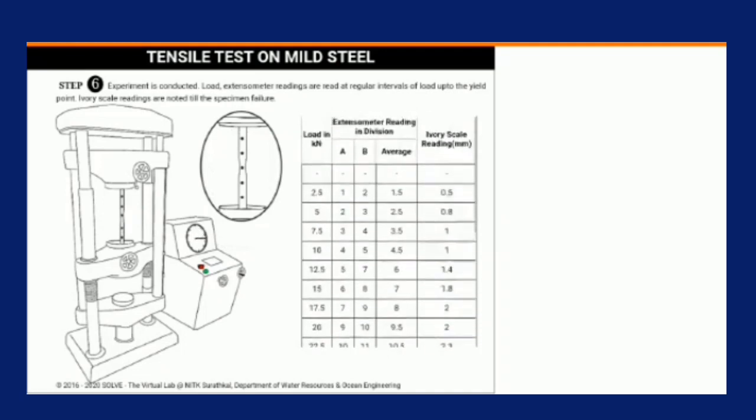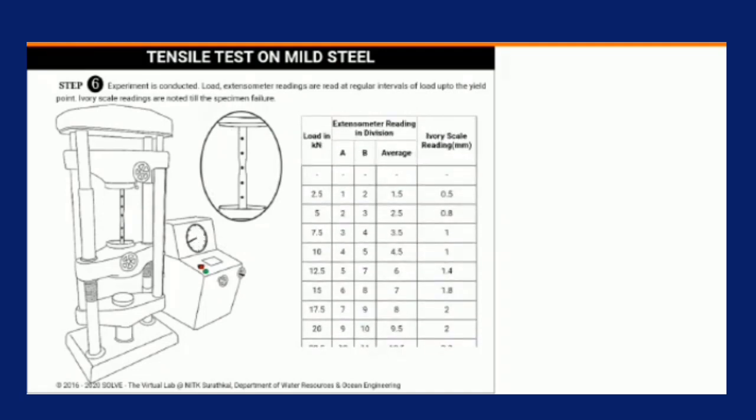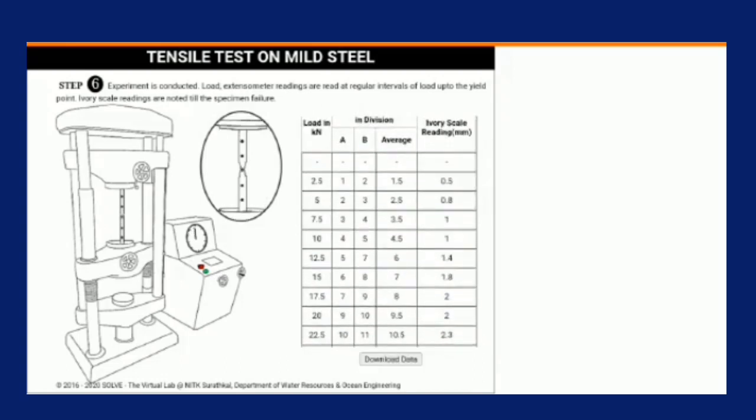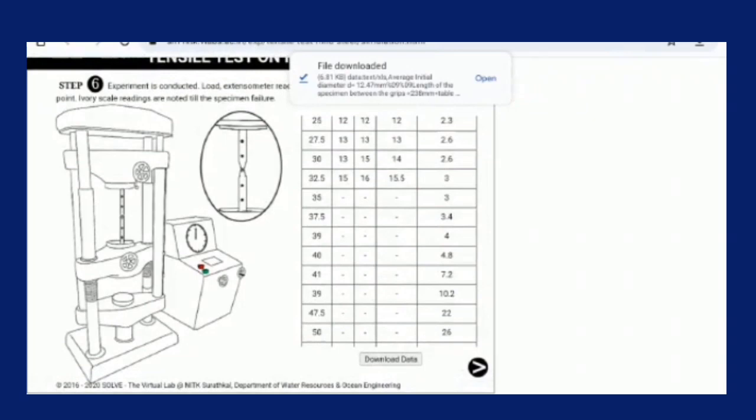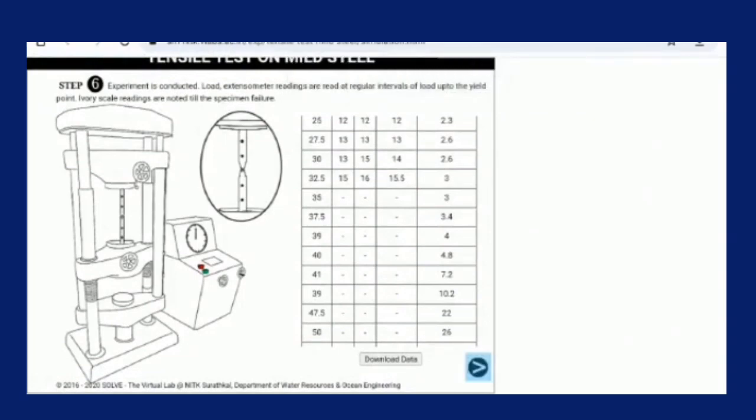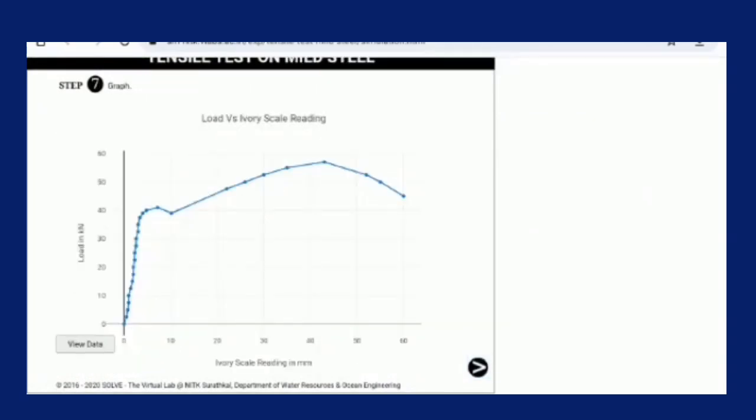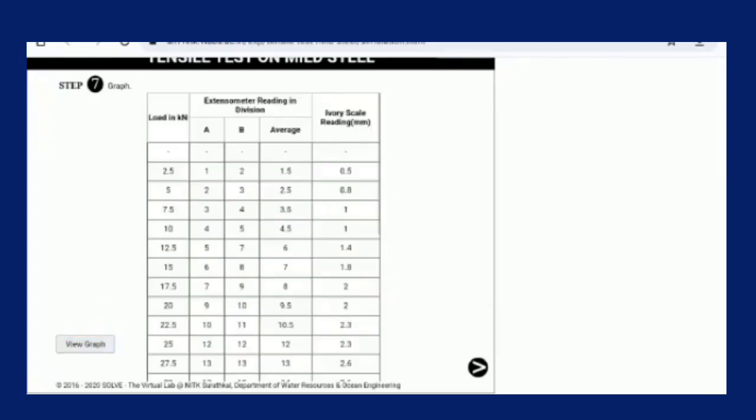These are the data. These are the load versus ivory scale reading. And these are the data that we can collect from the experiment. This is the load versus extensometer reading. This graph is to find the slope.